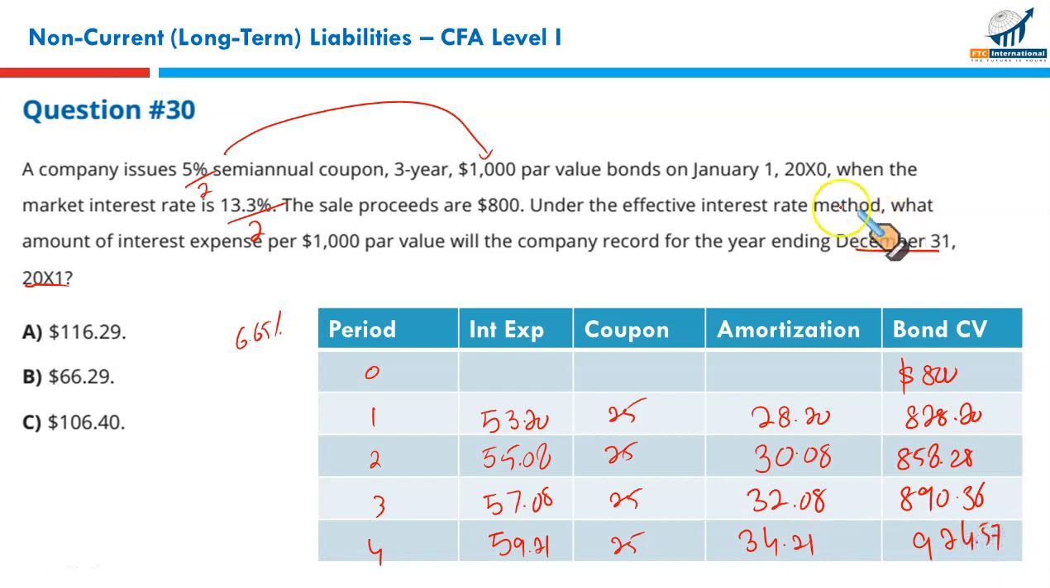What is the requirement of the question? What amount of interest expense per 1,000 will the company record for the year ending December 31st, next year? These two: 57.08 plus 59.21, and their addition will give you 116.29. That's A.